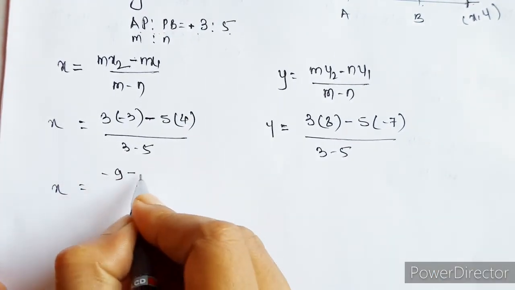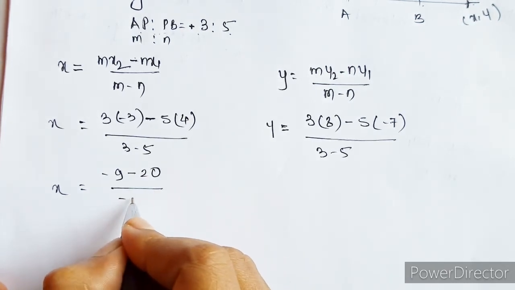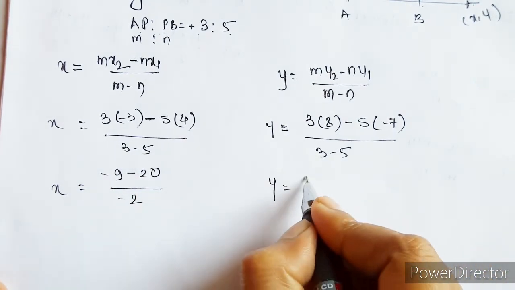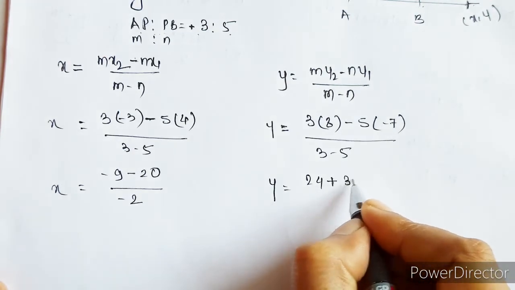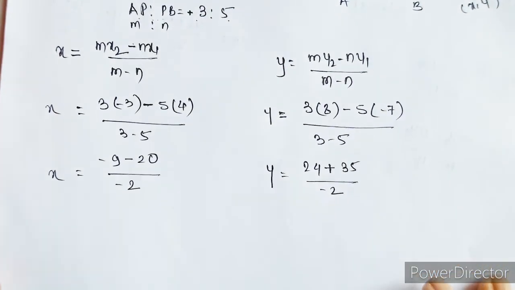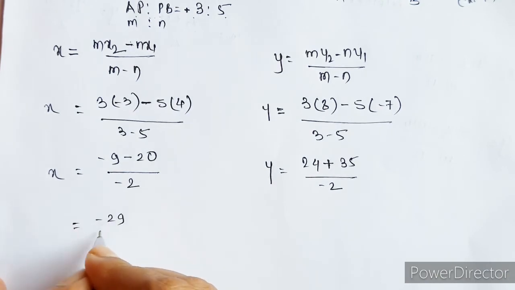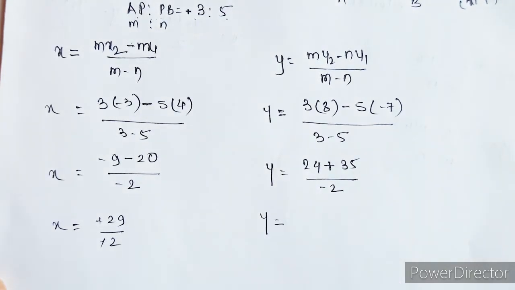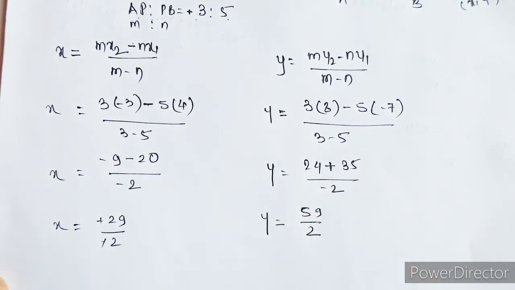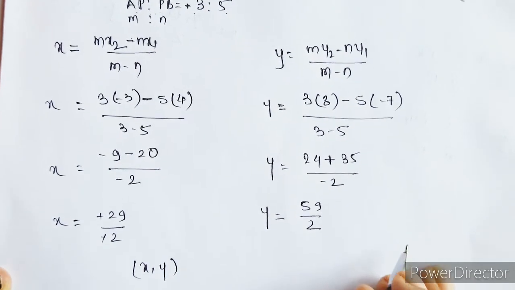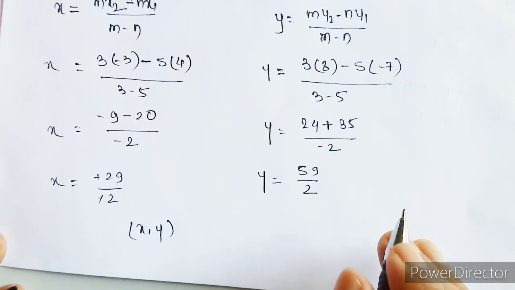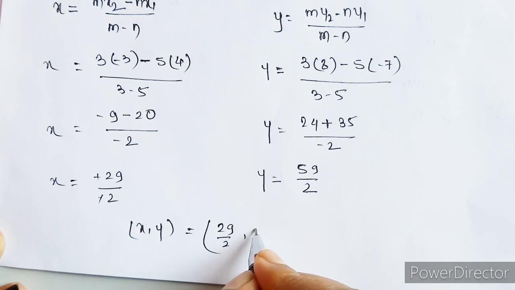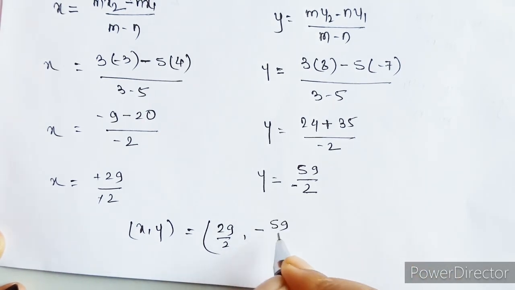This will be -9, -20 upon -2. Right? 3 minus 5 is minus 2. Then Y, 24 minus minus plus 35 upon -2. This is minus 29 upon minus 2, okay, wherein y is 59 upon 2. The coordinates for the point P, which is dividing line segment AB externally in the ratio 3:5, is 29 by 2 comma minus, here we have negative sign, minus 59 by 2.